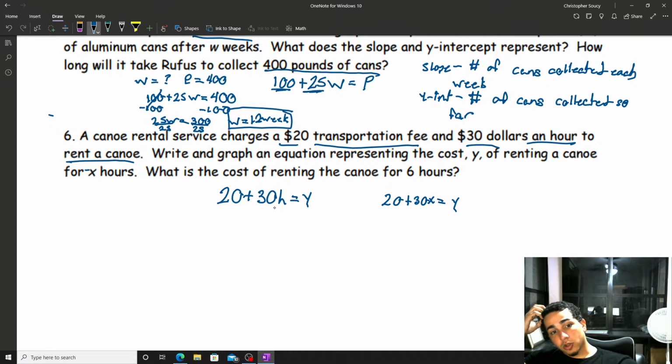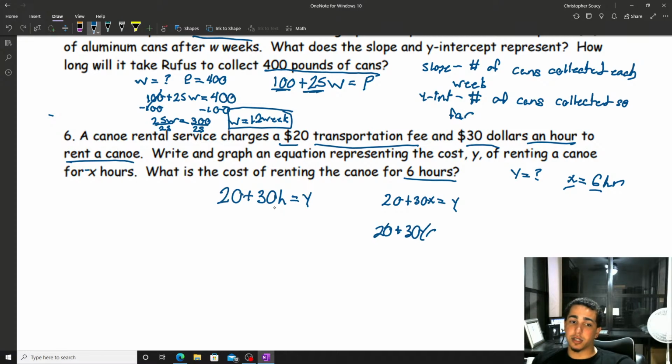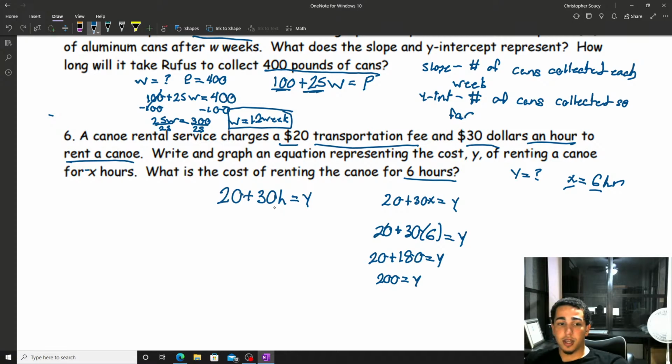They want to know what will be the total cost, what will be y, when we rent the canoe for 6 hours. So when x equals 6 hours. So all we have to do is plug in 6 for x. And we'll have 20 plus 30 times x. We know x is 6. And this is going to equal y. This is going to be 20 plus 30 times 6 is 180. 20 plus 180 is going to be 200. So the total cost of the canoe after 6 hours is going to be $200.